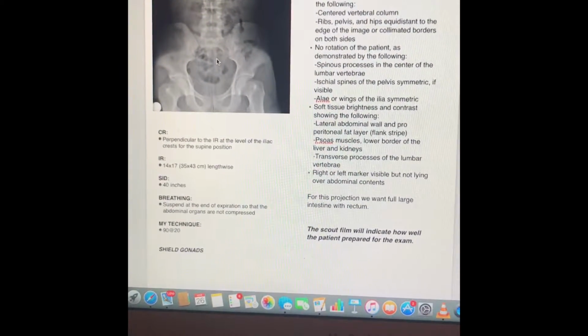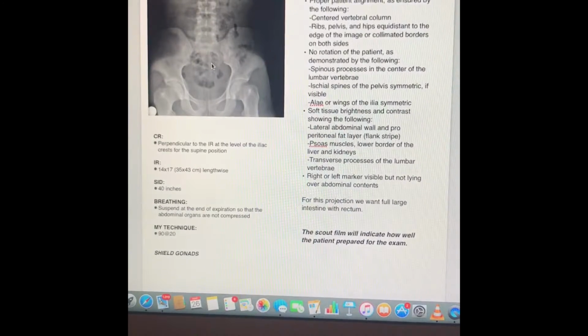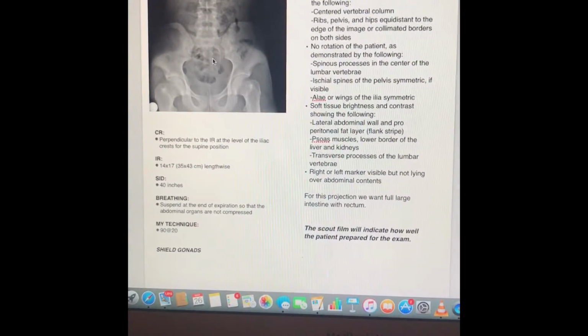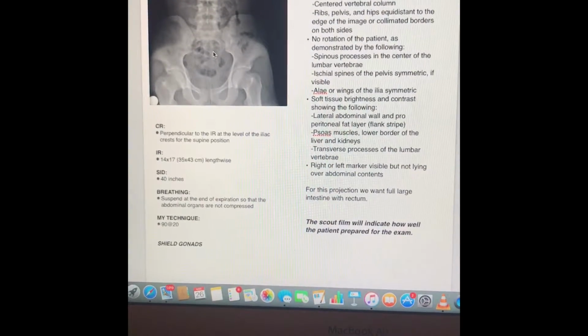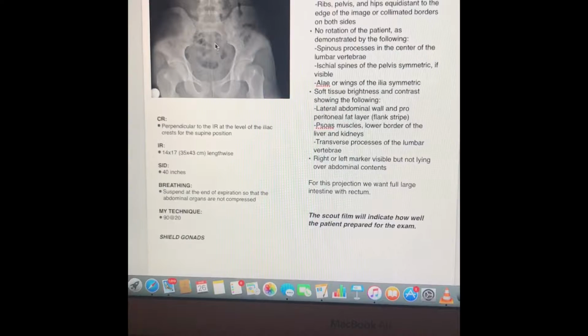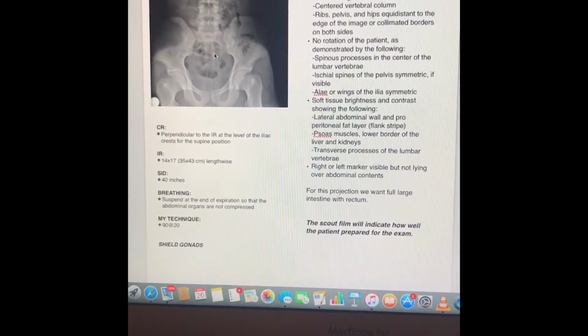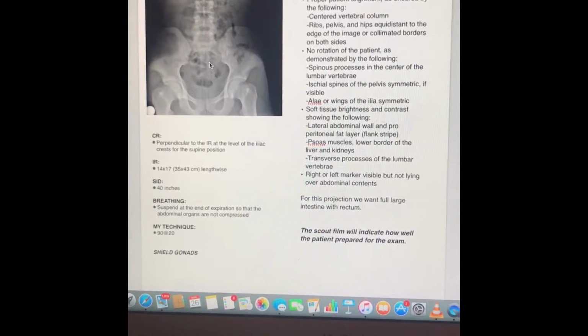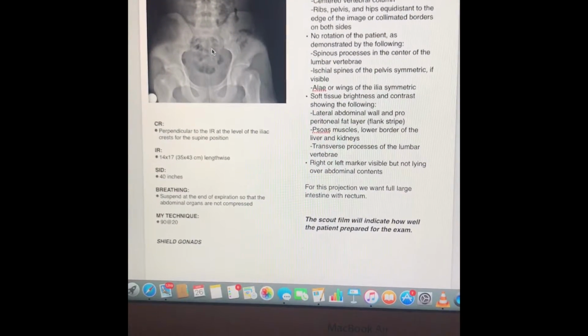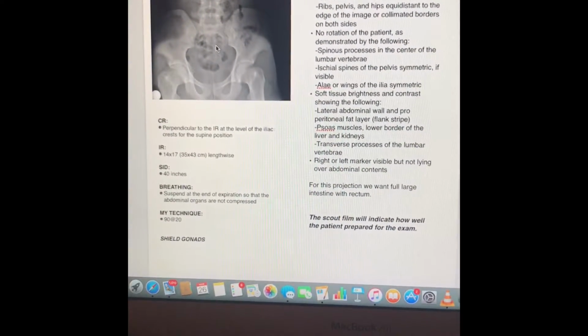The scout film will indicate how well the patient was prepared for the exam, meaning if they followed the proper diet directions before coming in for this procedure. So we would be checking if there is any fecal matter in their colon.